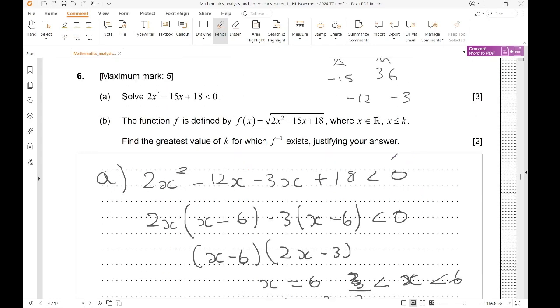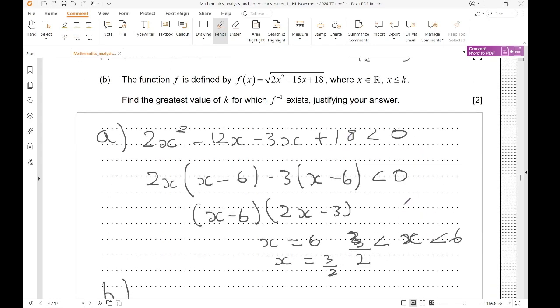So right now, in our first part, we found this out. So this will play a key part in finding the answer to question B. So over here we know that x has to be less than or equal to k for f inverse to exist. So due to our function that we found over here, k has to be equal to 3 over 2, because the greatest value that you can get for k right now is going to be 3 over 2, because it has to be less than or equal to.